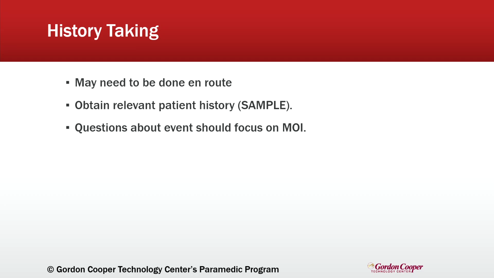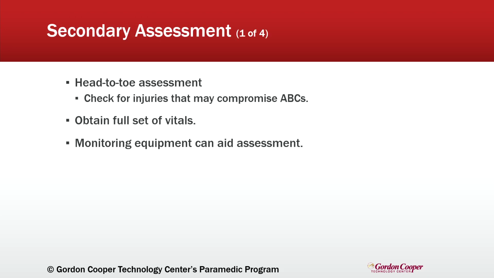So history taking can be done en route. You can use SAMPLE. Some of the questions you might want to ask: the speed of the vehicle or the height of the fall. Were they wearing safety equipment? Were they restrained or not restrained? If they were assaulted, the type of weapon that was used, as well as the number of penetrating wounds. Those are going to be pretty important things as well.